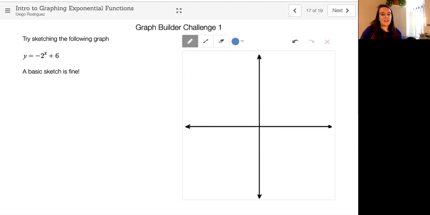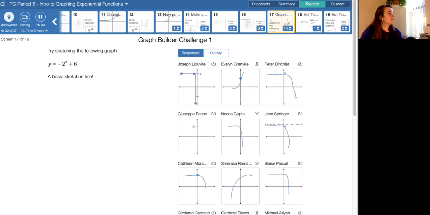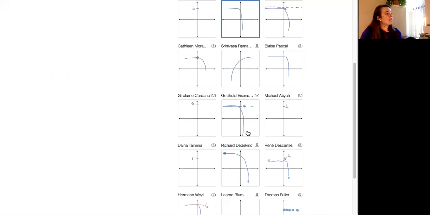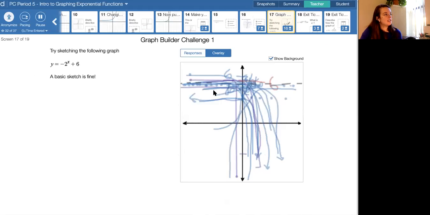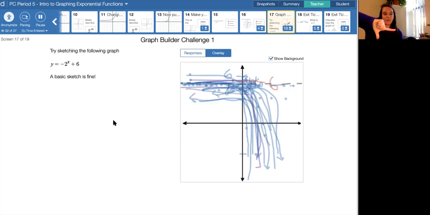All right, in our last few moments together, I wanted to show you, this is awesome. We can see all of the different graphs here, but my favorite way to show this is with our overlay. All of our graphs are looking very similar. This is absolutely perfect. We have our normal graph, our negatives should be flipping them over, and then we should be shifting up to +6. So you should have a graph that looks just like that. It's looking awesome. I love it.